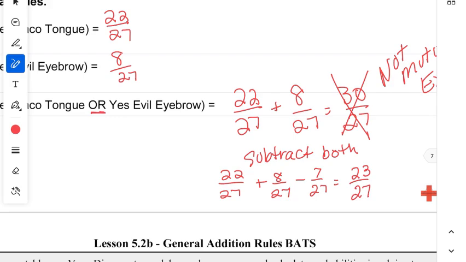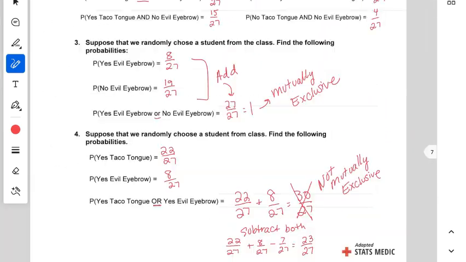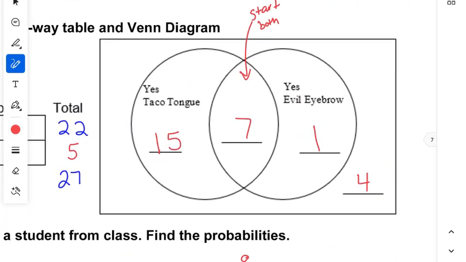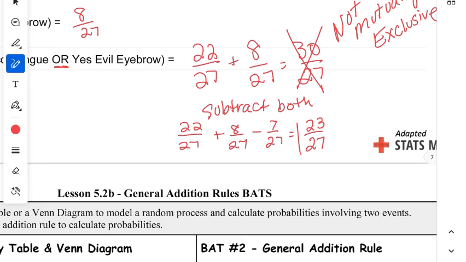And would that make sense? Looking at our Venn diagram, that would be all of these, so it'd be 15 plus 7 plus 1, basically, which is the 23. If you add the 4 that can do neither, that'd get you the whole set, 27 out of 27. So, yes, this is correct.